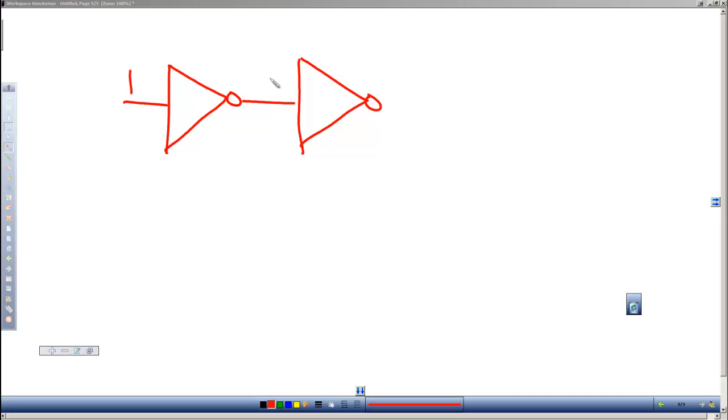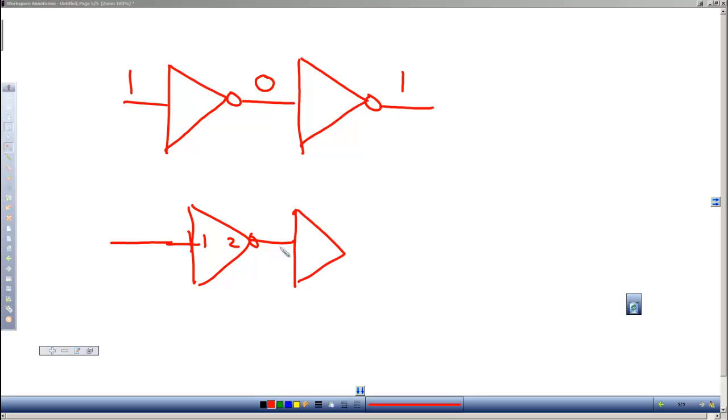Just as an example, I could take the output of an inverter and put it into another inverter. If I put a 1 in, the output of the first inverter would give me a 0, and the output of the second would give me a 1, exactly what I had before. The way I could wire that up is my input signal could be connected to pin 1 of that chip, the output connected to pin 2, and then pin 2 could be connected to, say, pin 3, which would be the input of the next inverter, and I would get my output at pin 4.